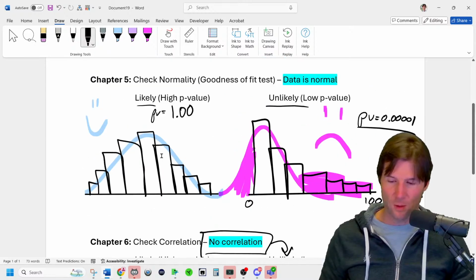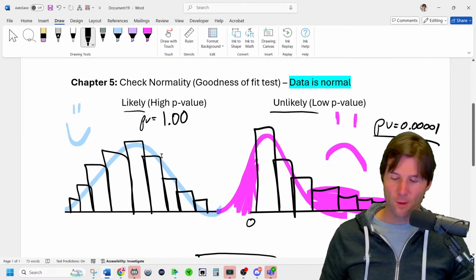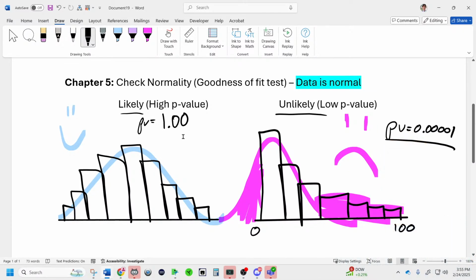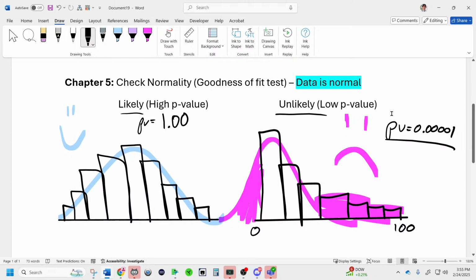And then the normality one is when you're checking normality, you're trying to see if what you see is likely given the normal curve is the proper fit for the data. So if this is a perfect normal, it would have a p-value of 1, where this one is unlikely to see if the data is normal. So does that make sense?